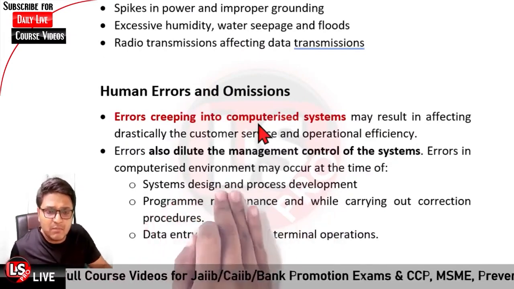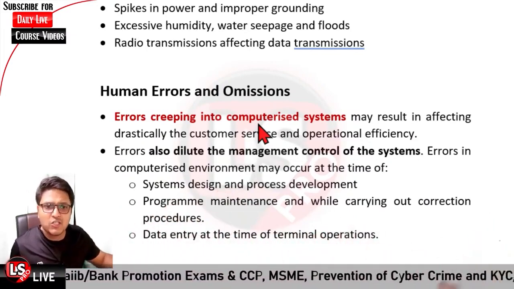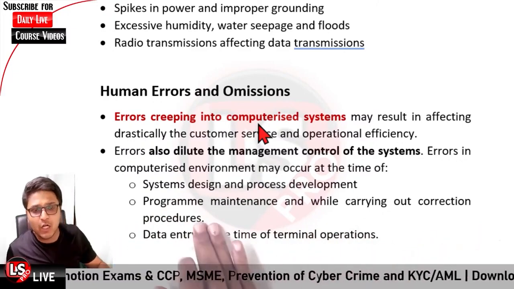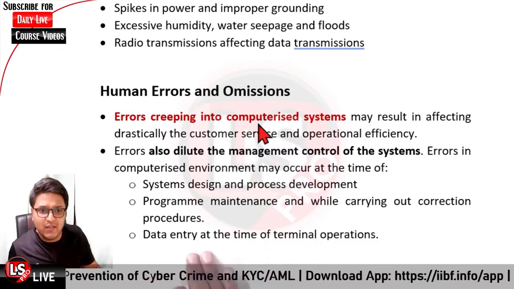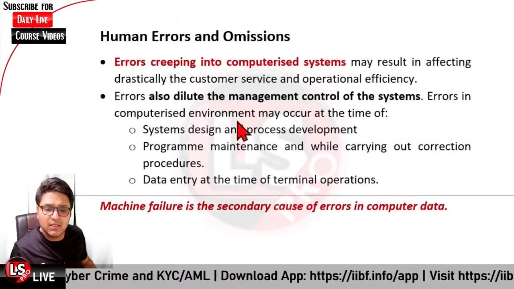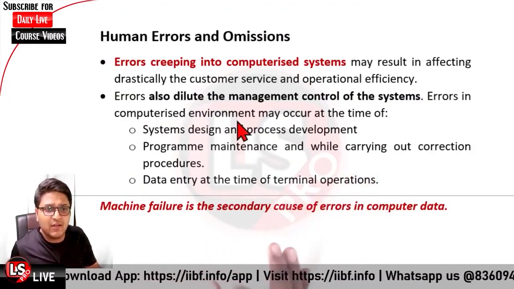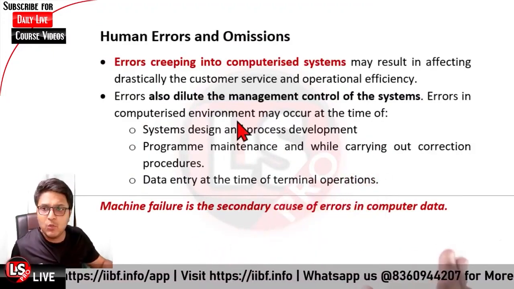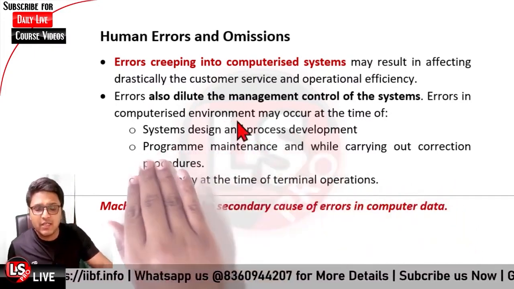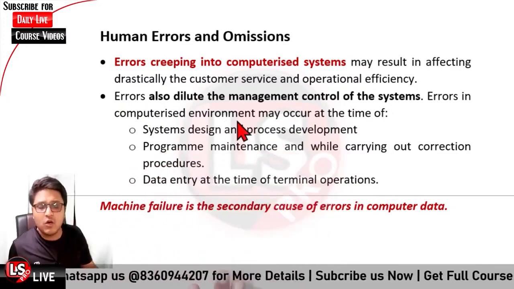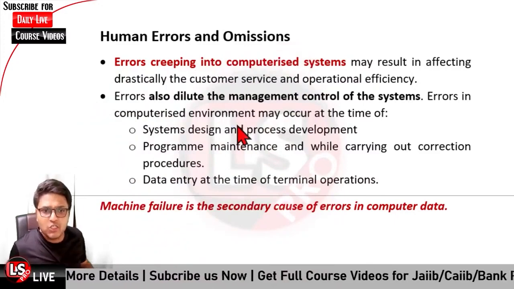It could be that when program maintenance was done there was no correction, or the procedure was not carried out properly. It could be an error at data entry time. It could be other things also, that is, intentional error also. So machine failure is a secondary cause of errors in computer data. So whether there is an error in system design, or an error at the time of program maintenance, or the data entry is wrong, those are basically related to human errors and omissions.